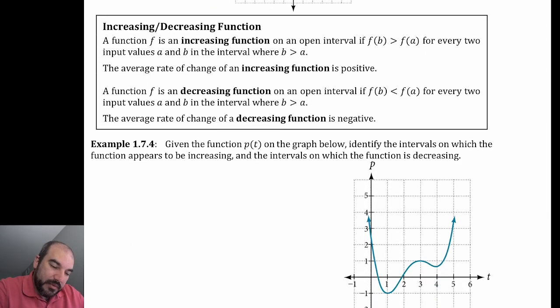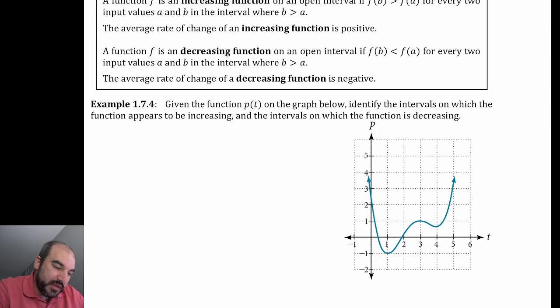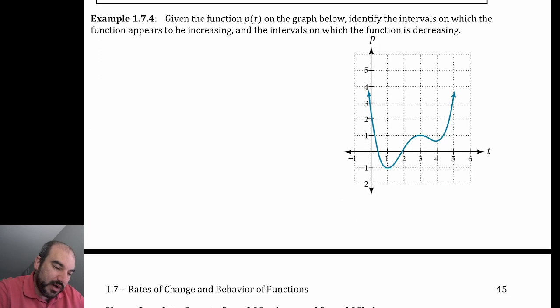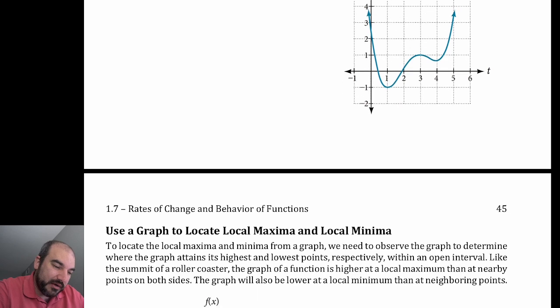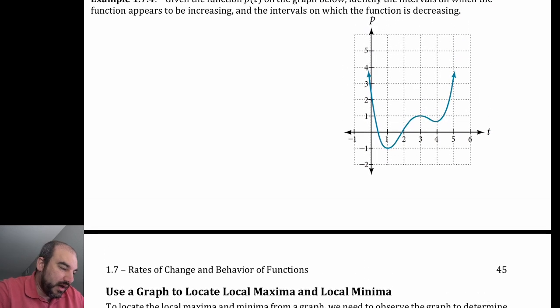Okay, you can do this one, I believe, now that we know how to identify increasing, decreasing. We'll just identify these peaks here. We'll say this is a point, this is a point, and this is a point, right? And then you can use those points to figure out where the graph is increasing and where it's decreasing.